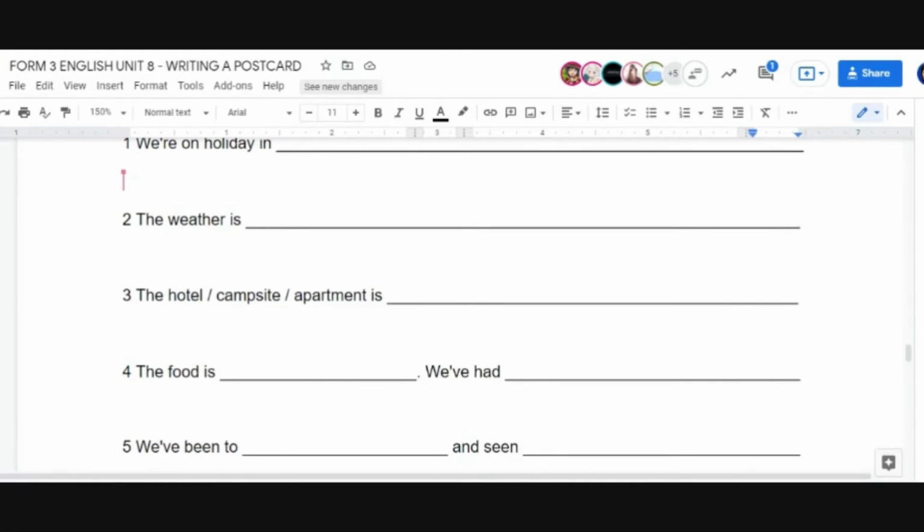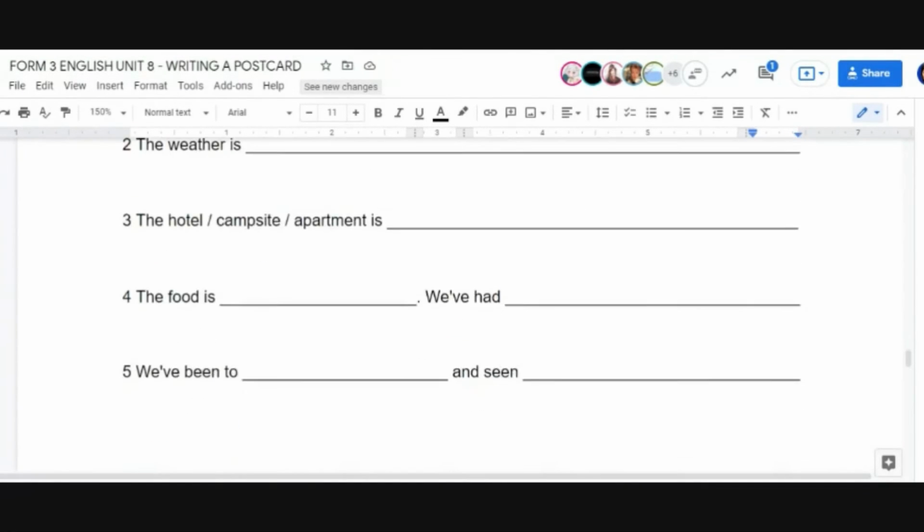Number three, the hotel, okay, so it depends on where you live. Do you live in a hotel? Do you live in a campsite, or do you live in an apartment? Okay, so describe it. The hotel is as beautiful as a palace. I have never been to such a wonderful place before, so you can extend it.